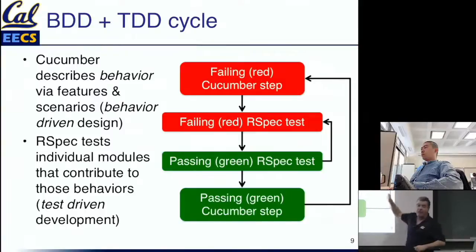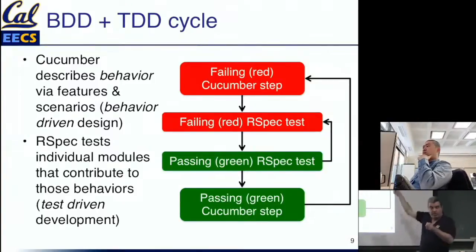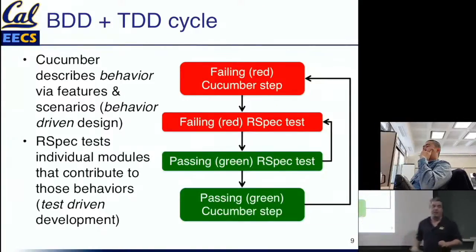Then we will backfill the code to make just that one pass. Eventually, we're going to get to where all of the behaviors assumed by that particular cucumber step are now implemented in the code, and they have tests to cover them. At that point, you have a collection of RSpec tests and code that collectively implement whatever that step def needed, and that makes the step def now pass.